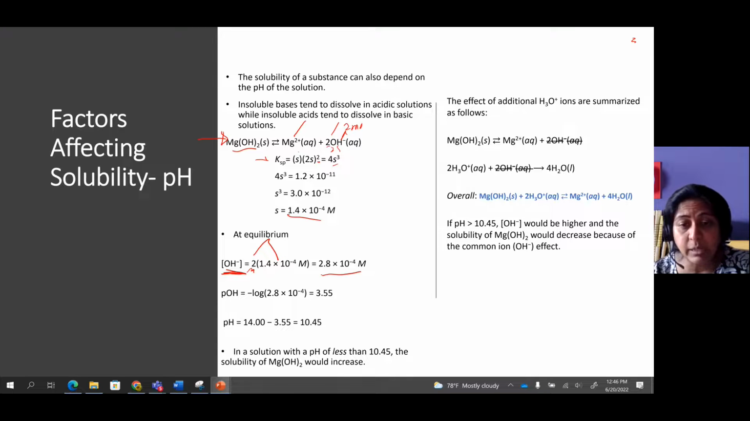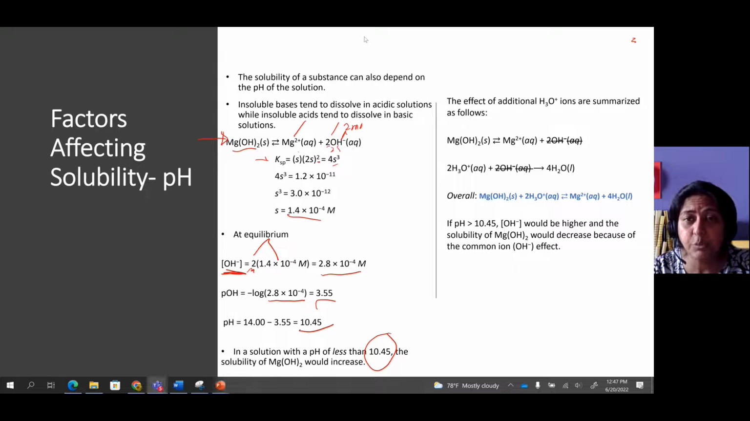So I'll calculate the pOH by taking the negative log of the concentration of the hydroxide ions, which is equal to 3.55. So what is the pH of this solution? Since we are familiar with the pH, yes, pH is 10.45. So in a solution with a pH less than 10.45, the solubility of magnesium hydroxide would increase. How would that happen?